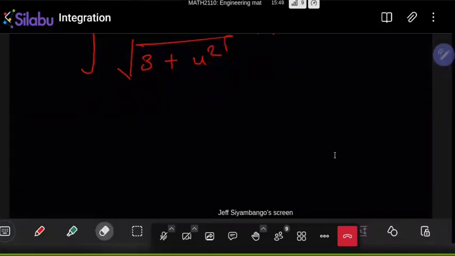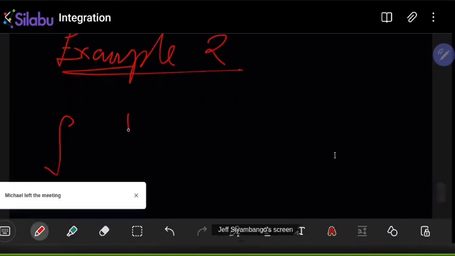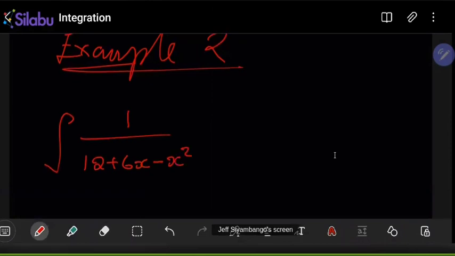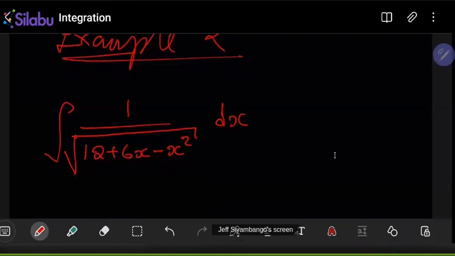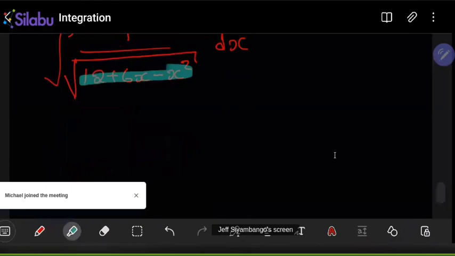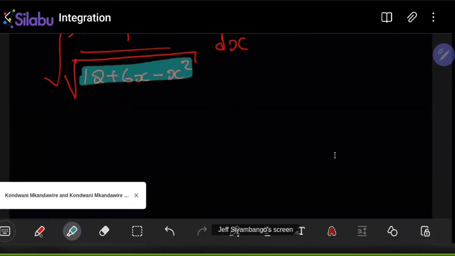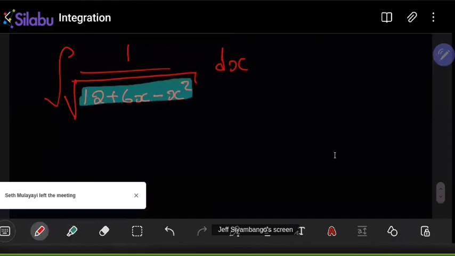Let's look at this one. Say we have the integral of 1 over, and we have 12 plus 6x minus x squared. And again, we have this integral. So let's focus on the argument here. So what is happening when it comes to that integral there? Well, let's see. Again, we can complete the square here.